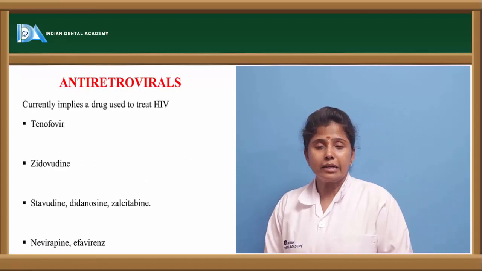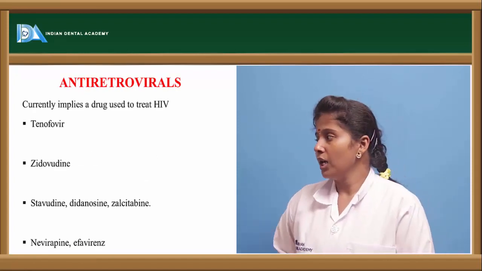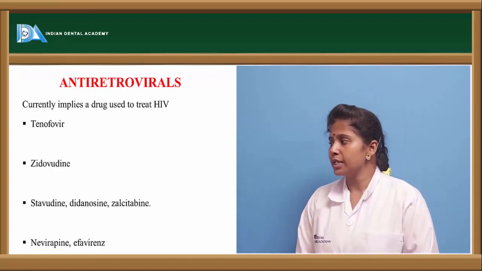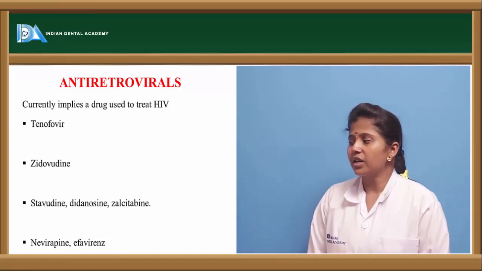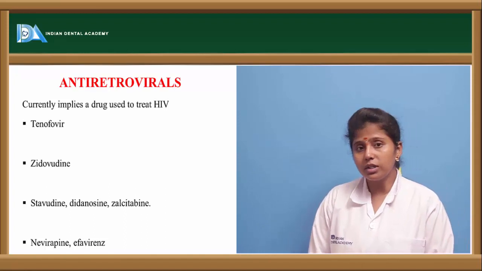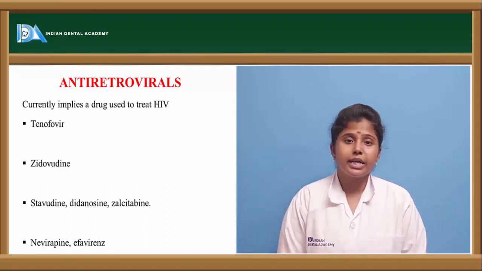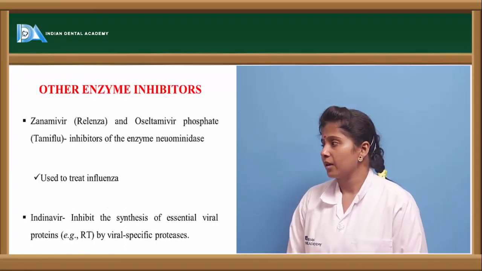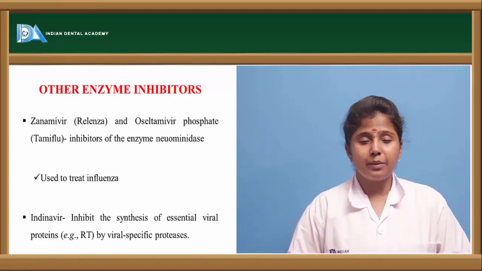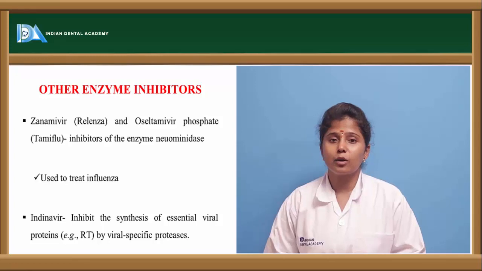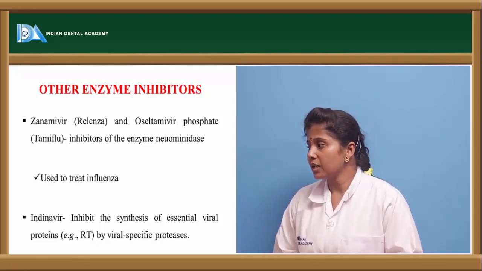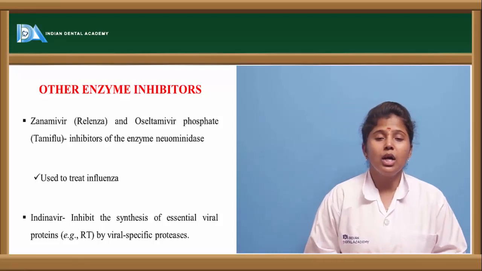The other antiretroviral drugs include tenofovir, zidovudine, stavudine, didanosine, zalcitabine, nevirapine, and efavirenz. These are all drugs which are used to control or treat HIV. And there are other enzyme inhibitors like zanamivir and oseltamivir. These are the drugs which inhibit the enzyme called neuraminidase.